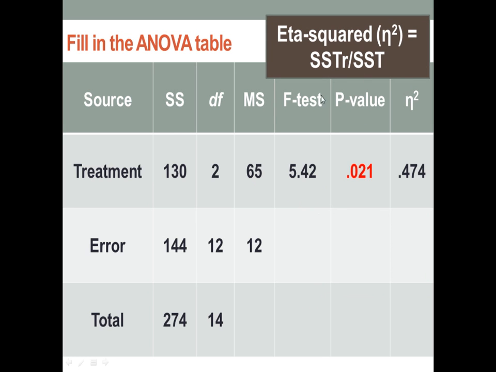And then eta squared is just the ratio of SSTR, the 130, to SST, the 274.